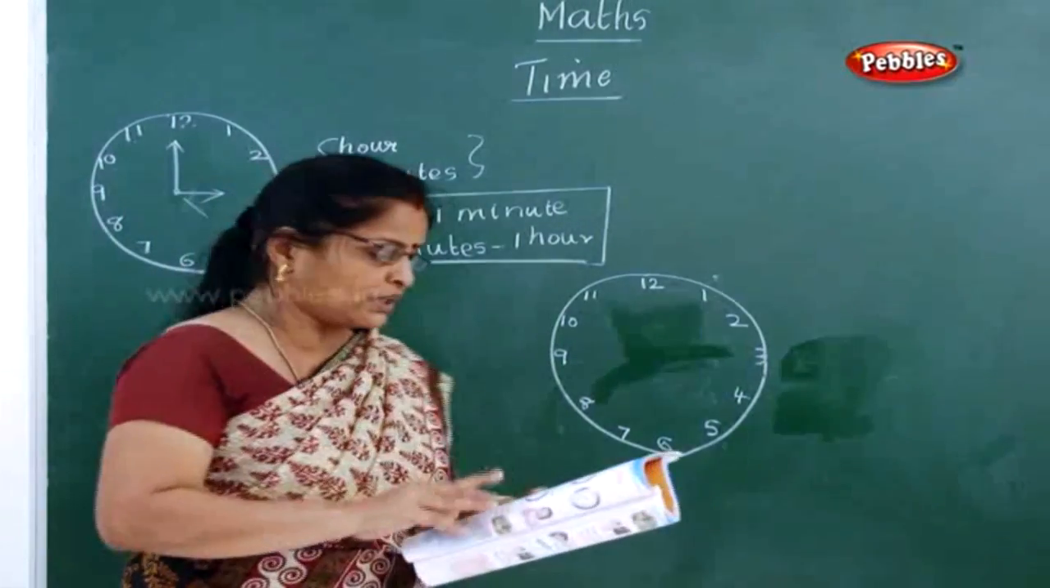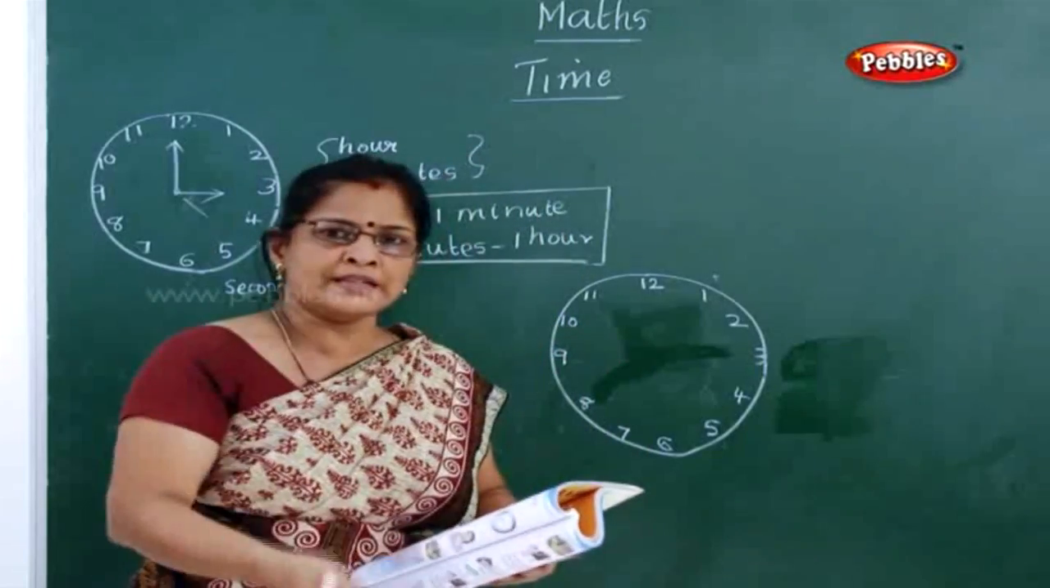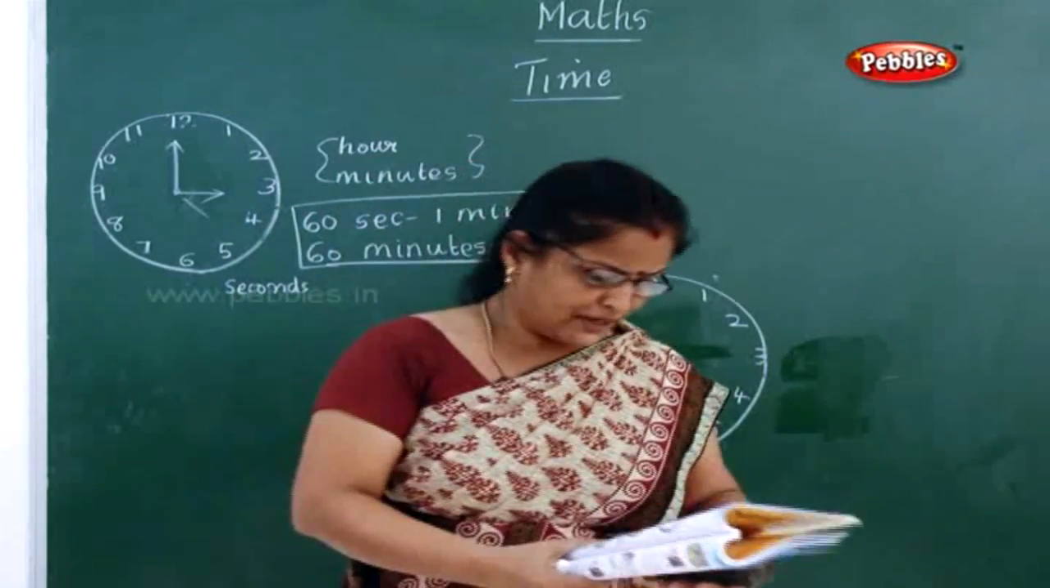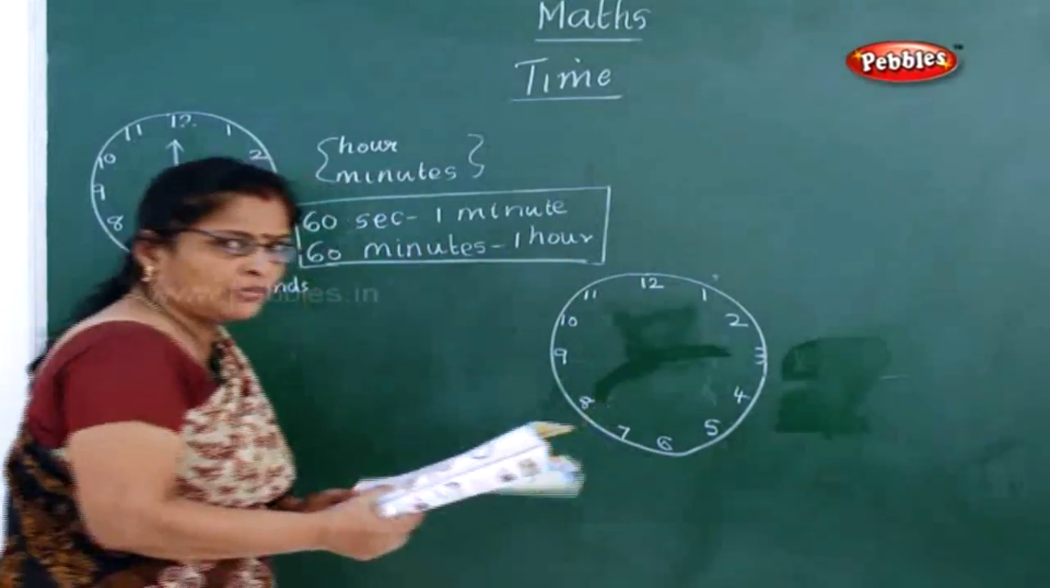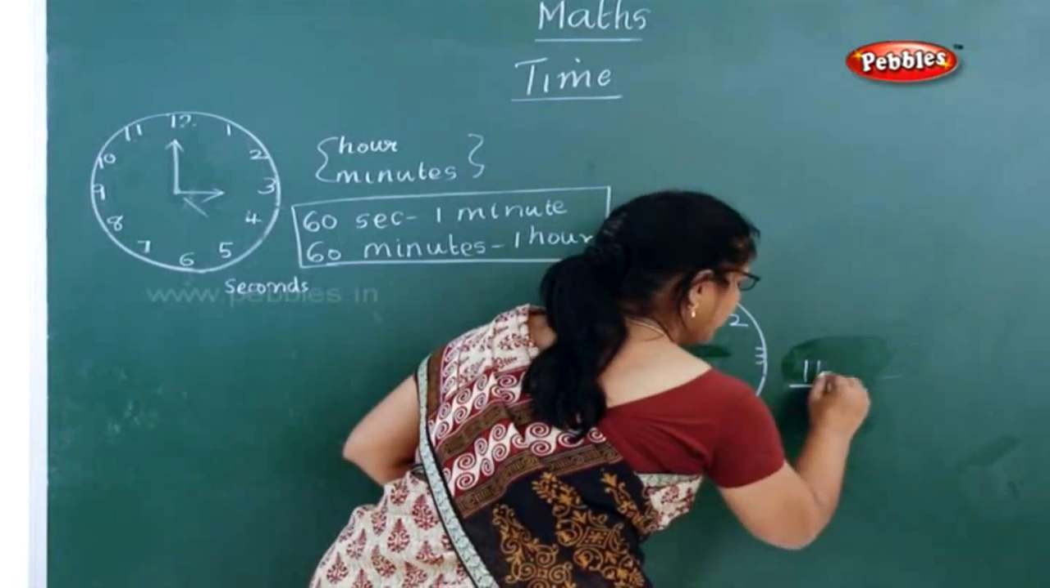See, first one, what have they given? They have given the hands. Now, looking at the hands, you have to tell me the time. But now, they have given the time, and you have to draw. I'll see how many people can do it. See, what is the time?